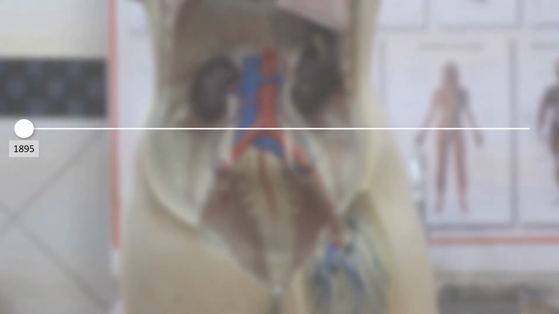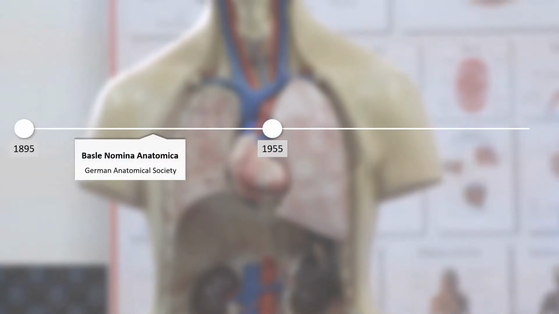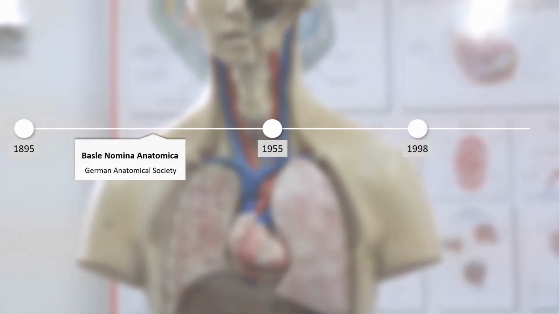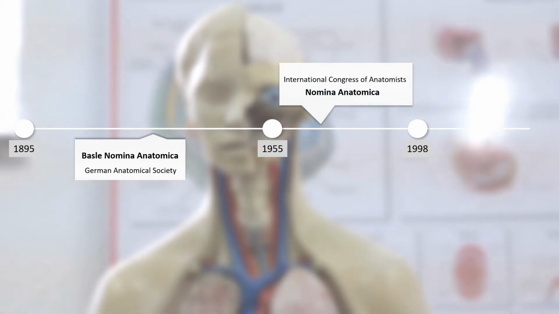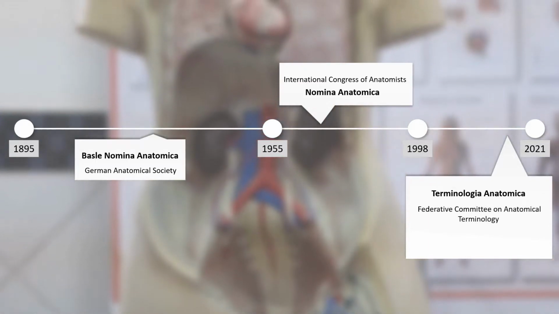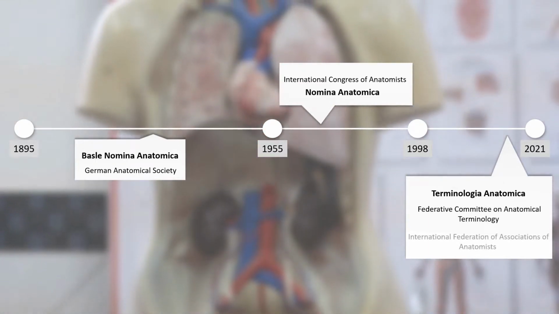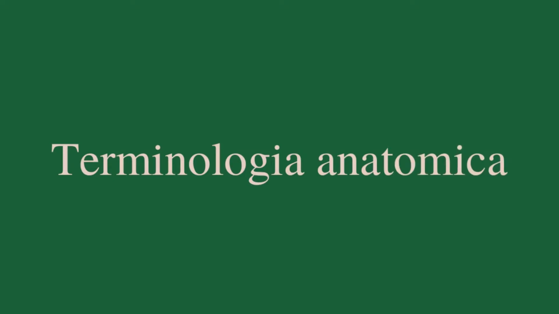From 1895 to 1955, the Basel Nomina Anatomica, created by the German Anatomical Society, was in use. This was followed by the Nomina Anatomica, by the International Congress of Anatomists, which stayed in effect till 1998, and the language we use at present is the Terminologia Anatomica, by the Federative Committee on Anatomical Terminology, and the International Federation of Associations of Anatomists. What I want to convey is that the Terminologia Anatomica is what we're following today.